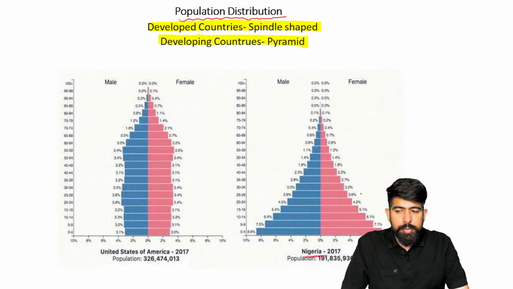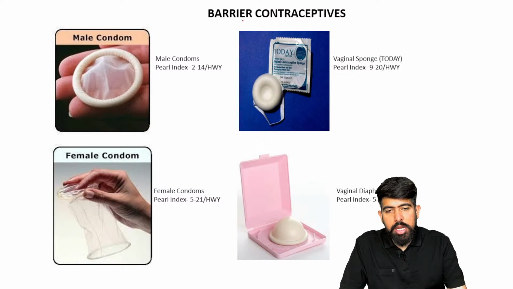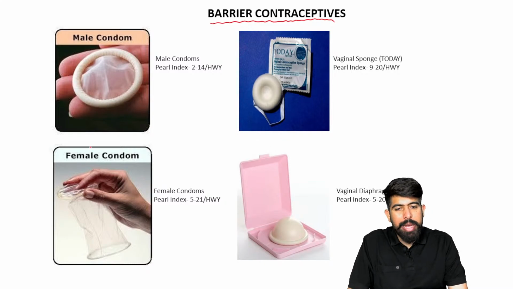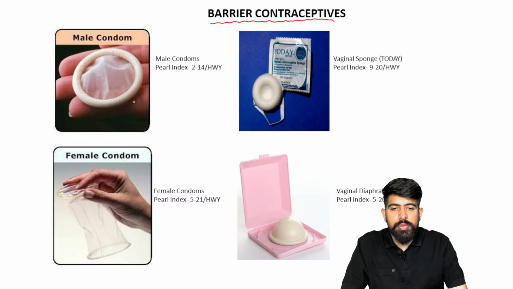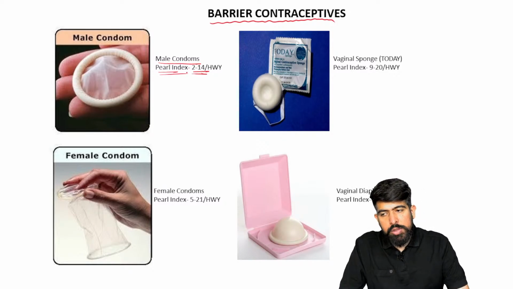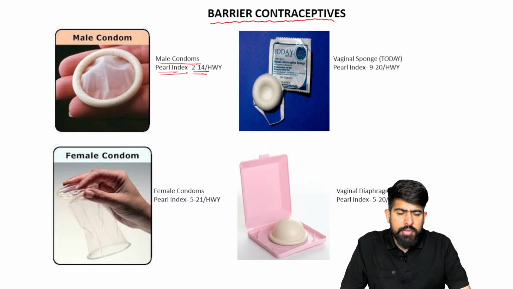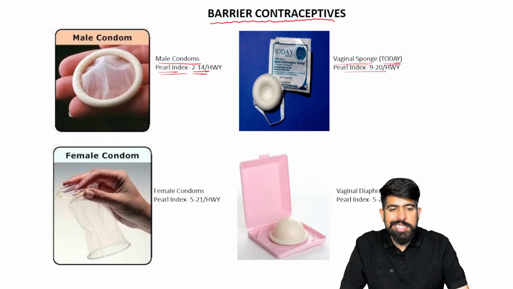Moving forward to the next topic, contraceptives. In the contraceptives, we started with the barrier contraceptive. In the barrier contraceptive, we have the male condom, which has a Pearl index of 2 to 14. And then we have the vaginal sponge, also known as Today. The Pearl index is 9 to 20.